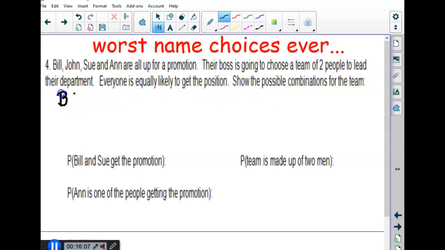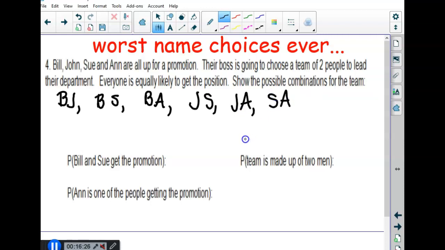So we have Bill and John. We have Bill and Sue. We have Bill and Ann. Is anyone amused by these yet? And we also have John could be with Sue or John could be with Ann. We have Sue could be with Ann. I think that's all the possible ways, right? Is Sue up there 3 times? Yes. Is Ann up there 3 times? John, okay. No one giggled. All right.